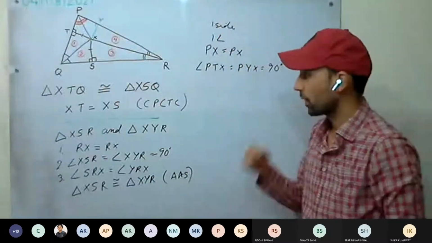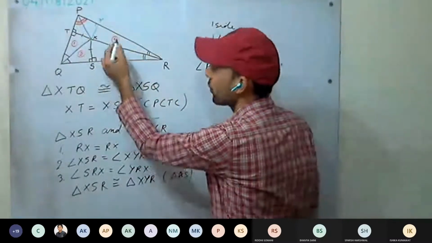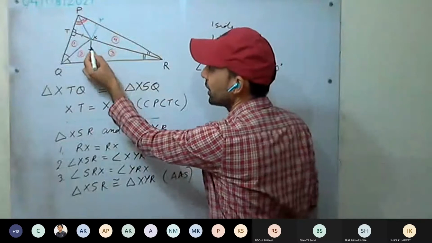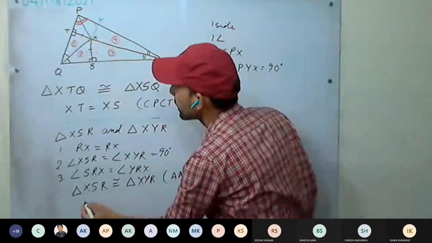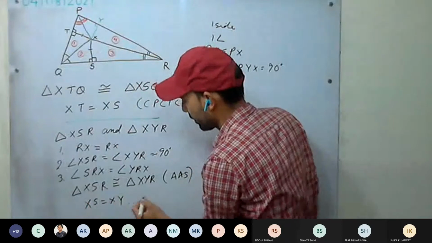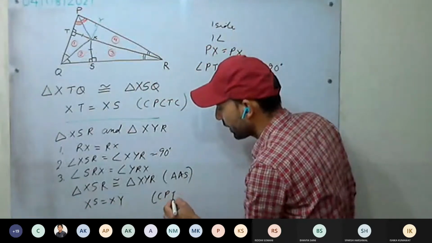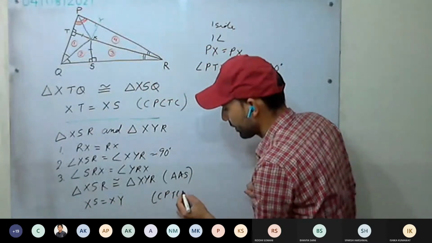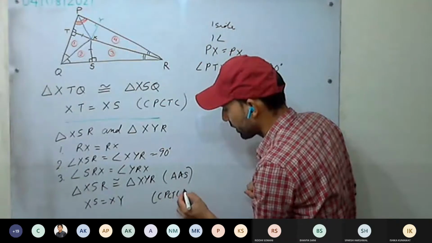As these are congruent, why did we prove them congruent? To show that these two are equal. It means XS equal to XY, by CPCTC.